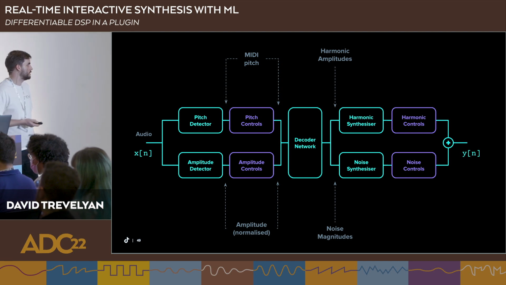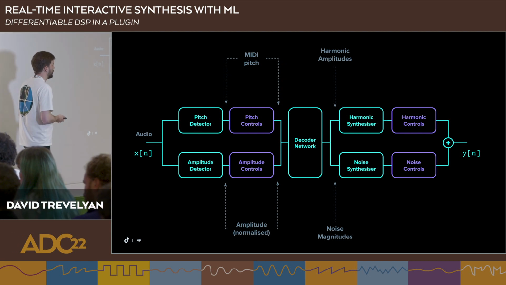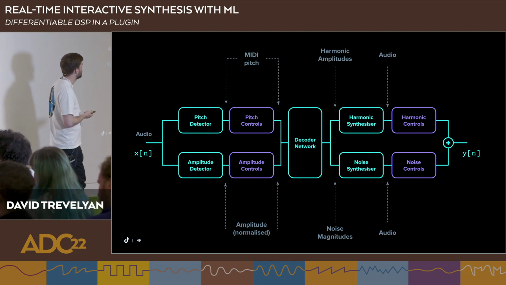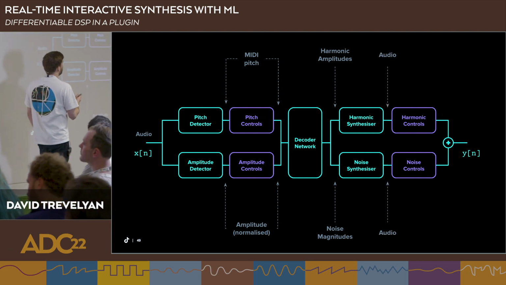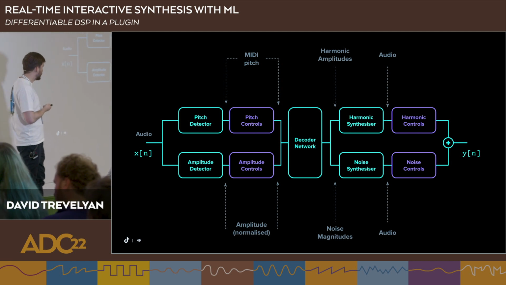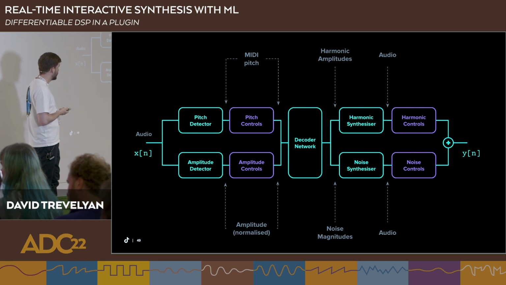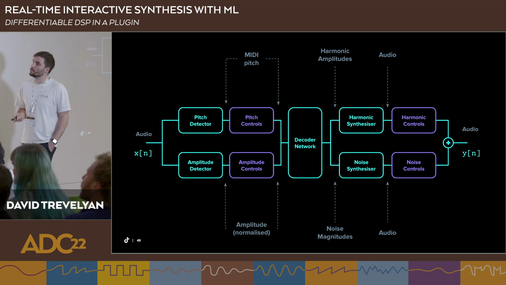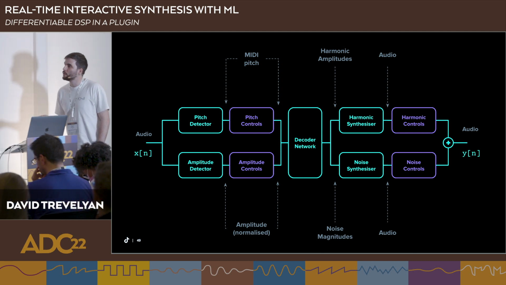Likewise, the model predicts some noise magnitudes. That goes into a filtered noise synthesizer. And we're back in the audio domain. Just like the pitch controls and the amplitude controls, we added extra creative possibilities onto the end before we sum our audio signals and we get the output audio. And that's the high level.